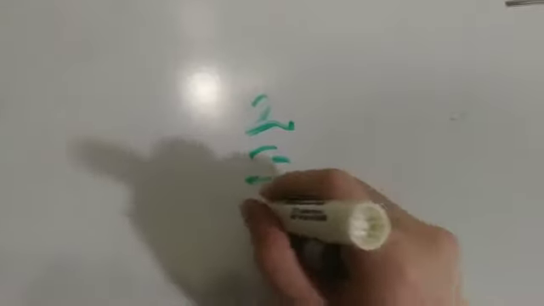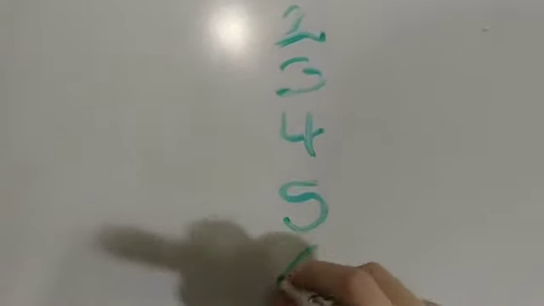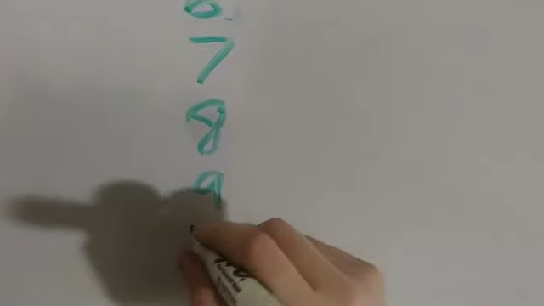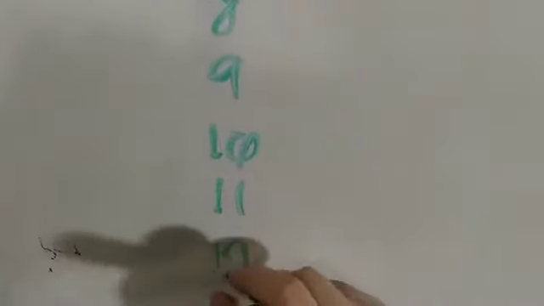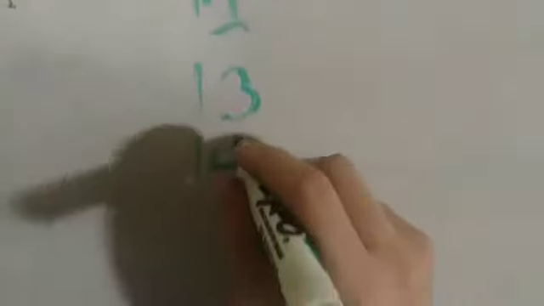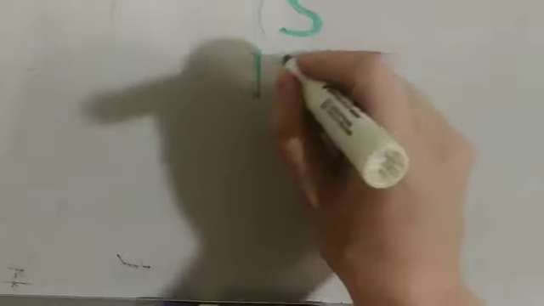Okay. So let's go back to the ordinary counting sequence. We'll start with 2 because I don't care about 1. 2, 3, 4, 5, 6, 7, 8, 9, 10, 11, 12, 13, 14, 15, 16, oops, 17. We'll go to 17.